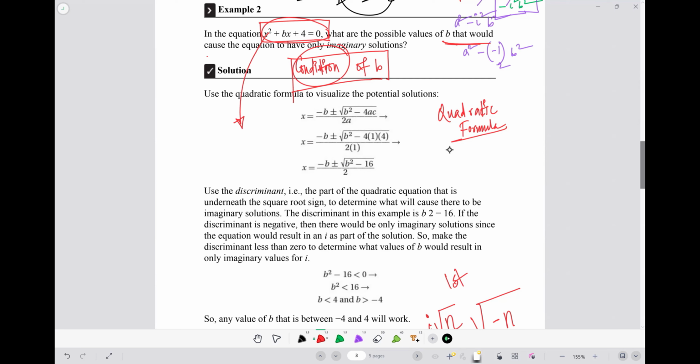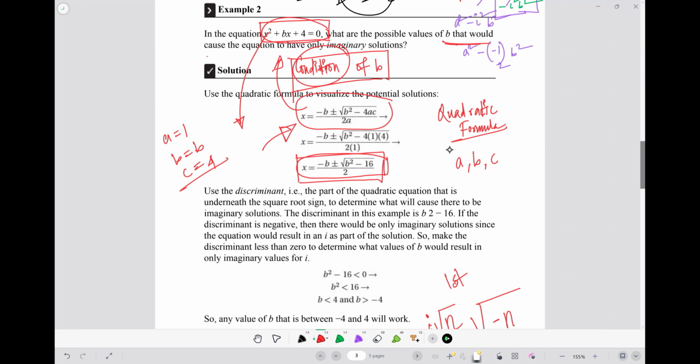Because if you are using the quadratic formula, then the quadratic formula looks like this. And if you map the quadratic formula with this equation, then you get the values for a, b, and c. The value of a becomes 1, the value of b becomes b, and the value of c becomes 4. Put them inside this quadratic formula, and the expression you get looks like this.